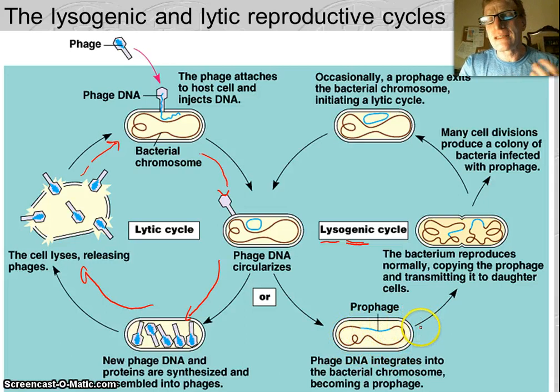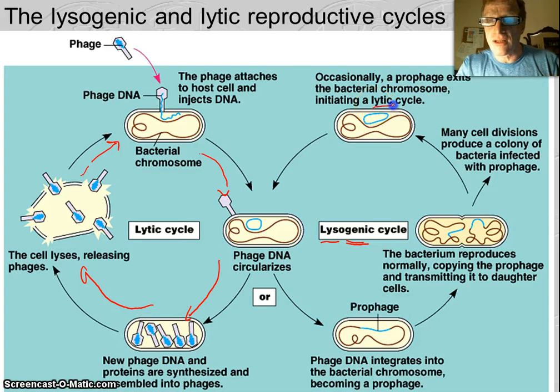And that bacteria will continue kind of unaffected. It will grow, it will divide. Each time it divides, it's going to copy that viral DNA and pass it on to future generations. So what we end up with is a lot of bacteria that now have this viral DNA in them. And at some point, some trigger is going to cause this viral gene to become lytic.